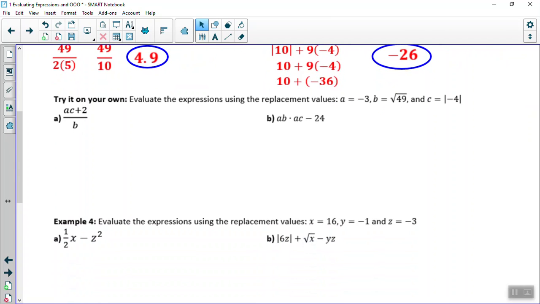All right, I want you to come down here, and I want you to try these two on your own. Simplify these values when possible. Go ahead and pause the video now.